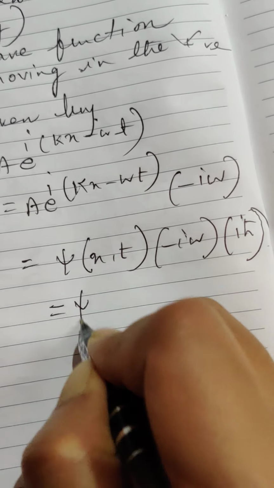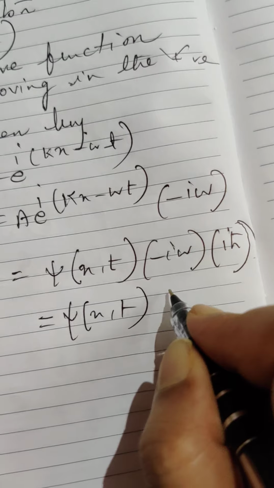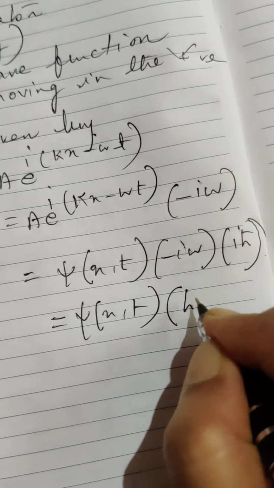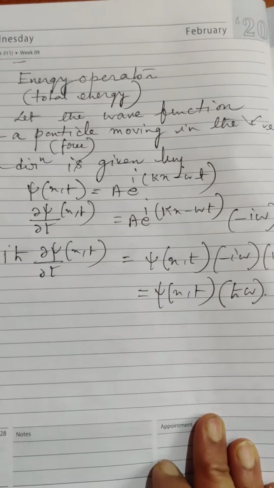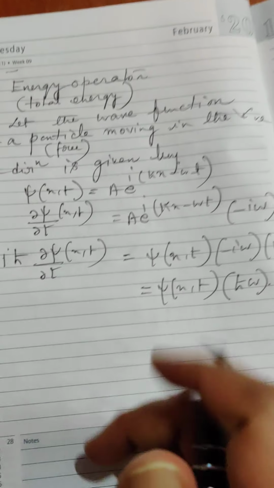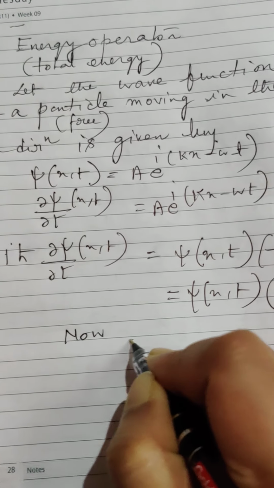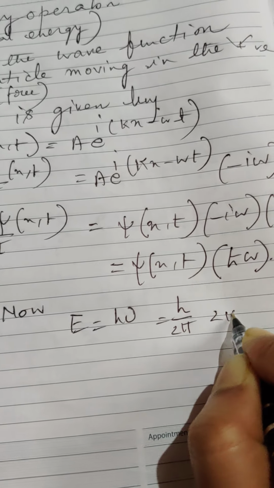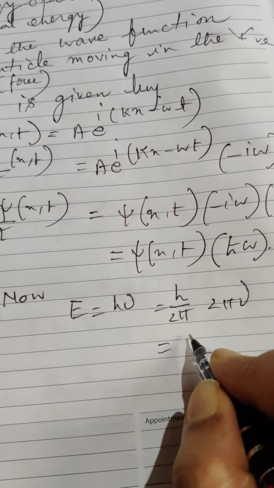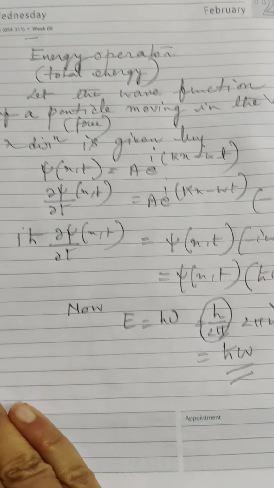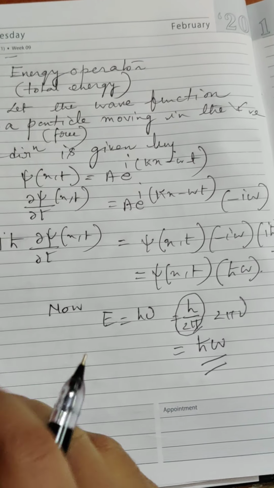So what remains? psi(x,t), and i squared equals minus 1, and minus this minus, so plus ħω. So the expression iħ ∂psi/∂t equals psi(x,t) ħω. Now E equals hν, that is h by 2π into 2πν. So this is ħ, and this is equal to ω. So we can represent that energy equals ħω.